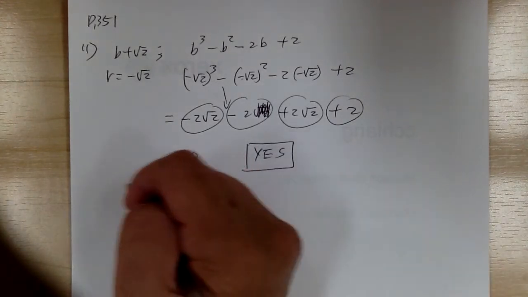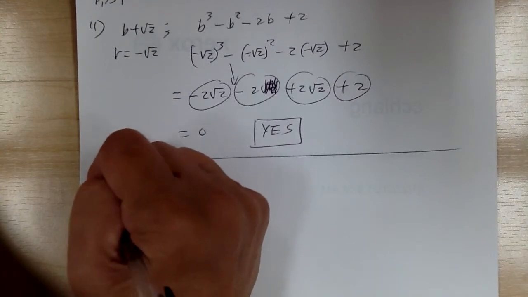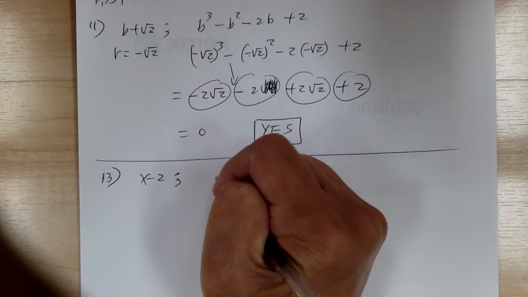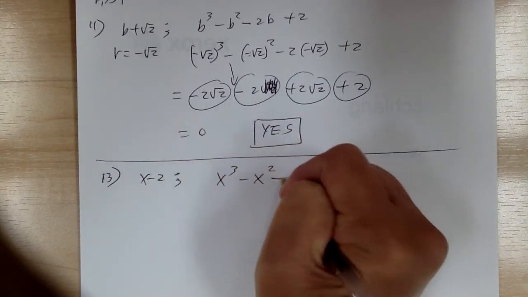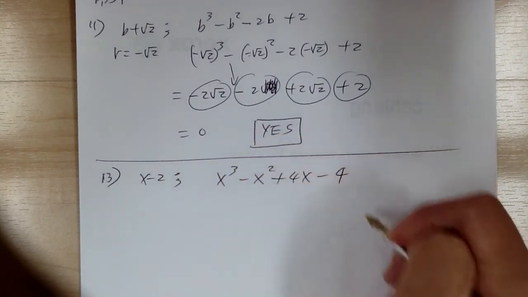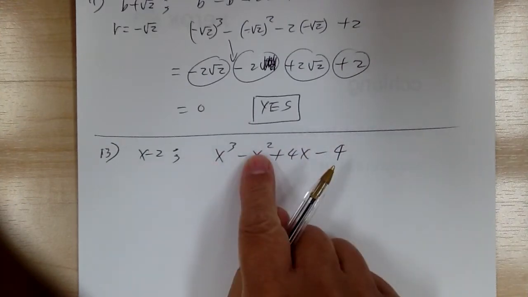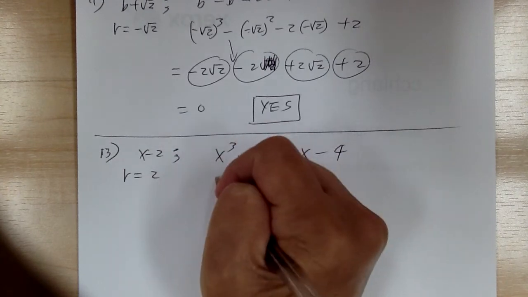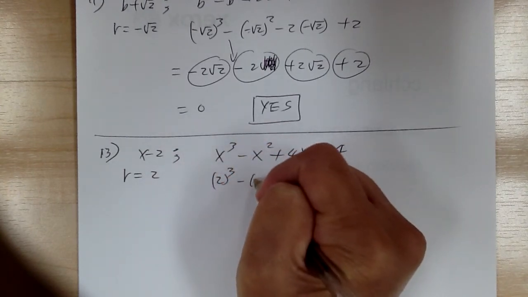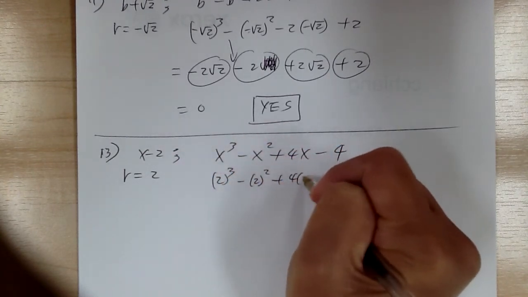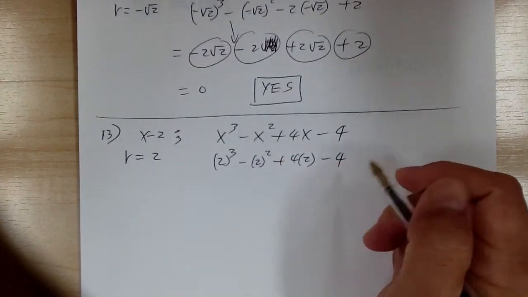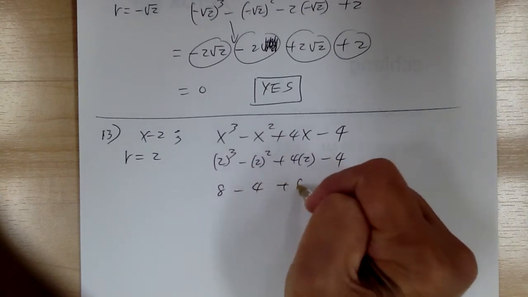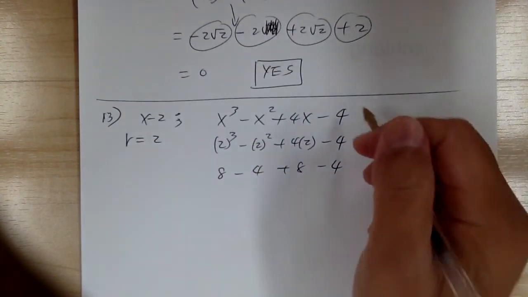Number 13. You have x minus 2, and you have x cubed minus x squared plus 4x minus 4. Again, you want to see if this is a factor of this, so you solve for the root. So r equals 2. You substitute, so you get 2 to the 3 minus 2 to the 2 plus 4 times 2 minus 4. So you're going to get 8 minus 4 plus 8 minus 4.